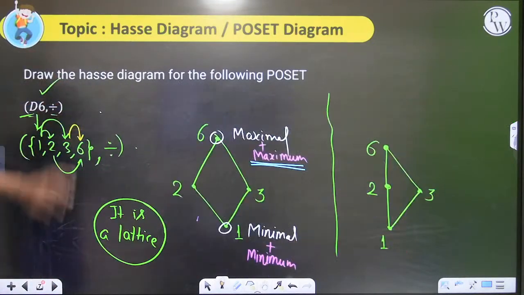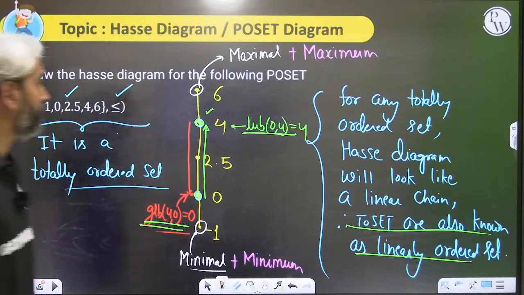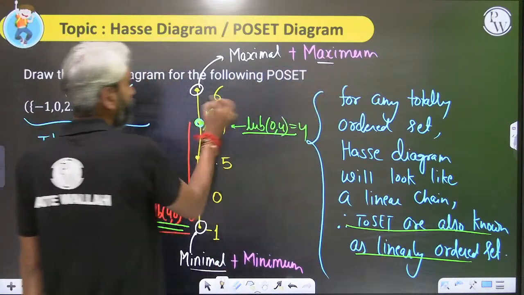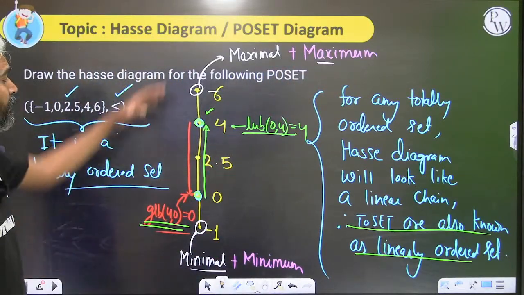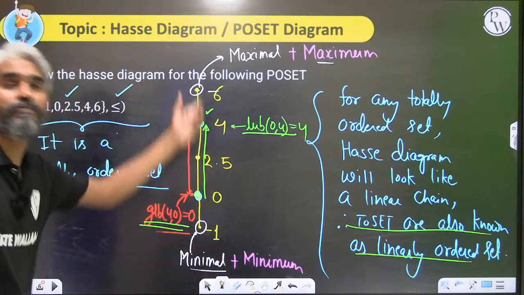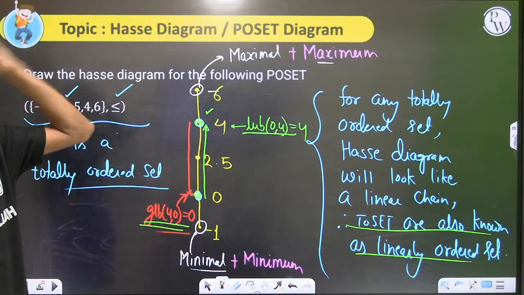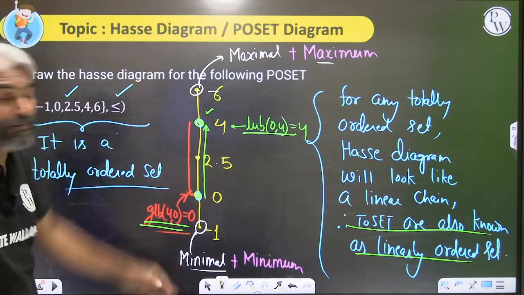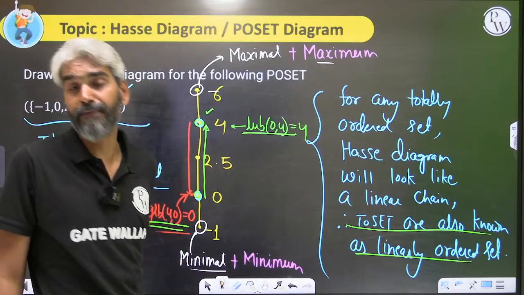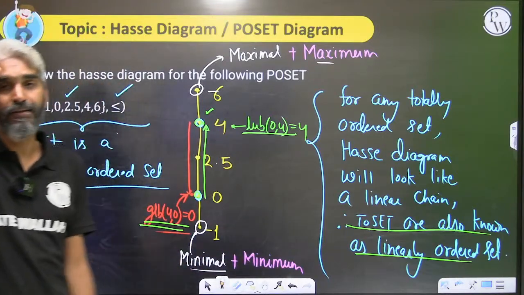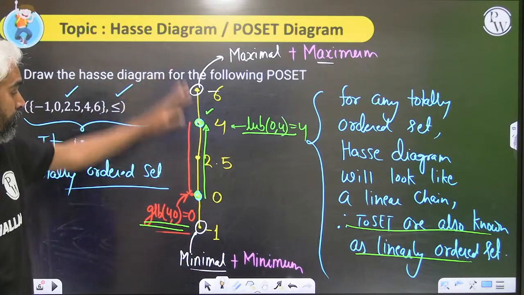Similarly, in a totally ordered set, now this is your maximum element, so it is the universal upper bound. If you take the least upper bound of any element of this poset with 6, it will be 6 because it is at the top. If you take the greatest lower bound of any element with -1, it will be -1 because -1 is at the bottommost element. Clear? Makes sense?